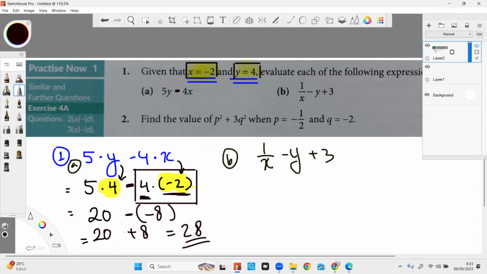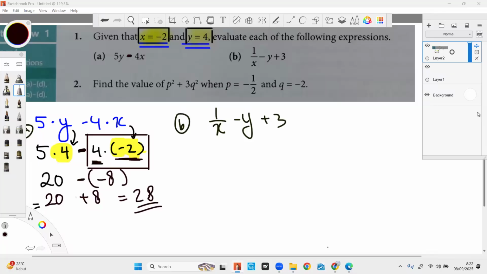Everyone clear enough? Now question B, I will give you some time to solve and try to use x as negative 2 and y equals 4. So for question B, focus, you are doing 1 over x. We have the x as negative 2, just write it down like this. In the first way, no problem. Minus 4, right? Just focus on the letter. We just substitute the letter by the number that is given, plus 3.